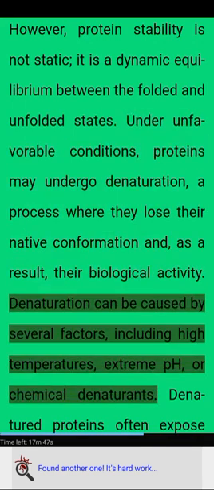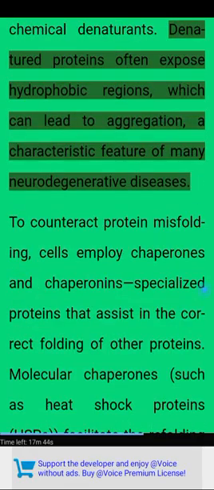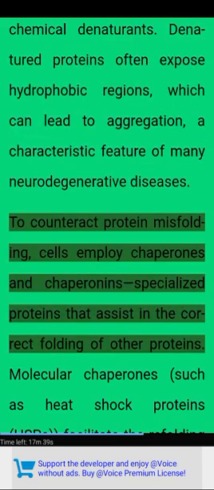Denaturation can be caused by several factors, including high temperatures, extreme pH, or chemical denaturants. Denatured proteins often expose hydrophobic regions, which can lead to aggregation, a characteristic feature of many neurodegenerative diseases. To counteract protein misfolding, cells employ chaperones and chaperonins, specialized proteins that assist in the correct folding of other proteins.